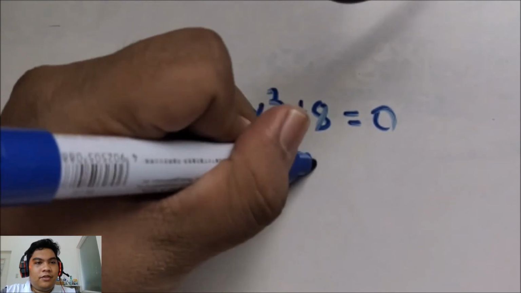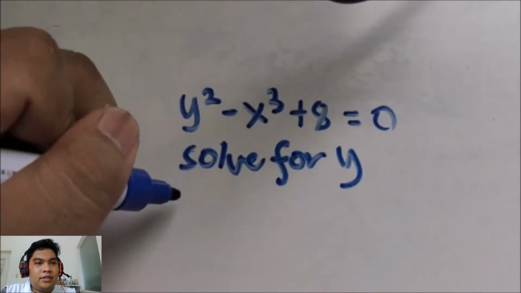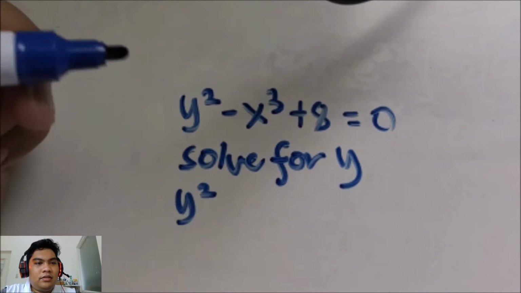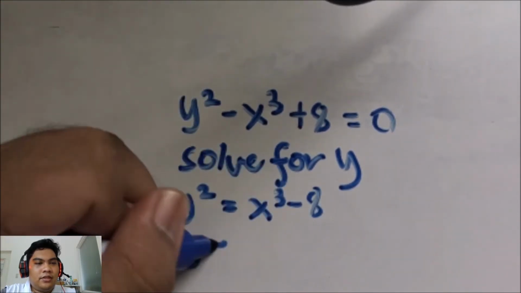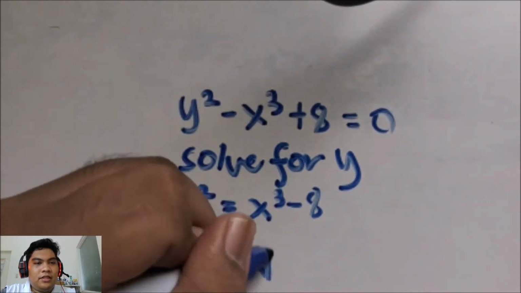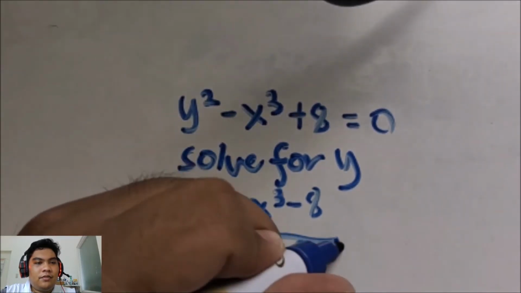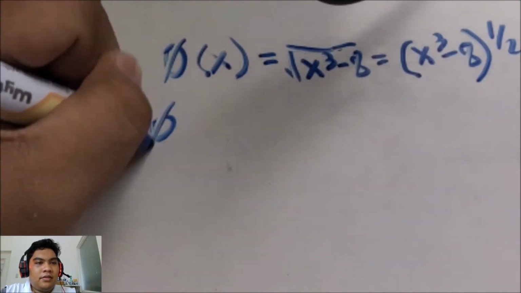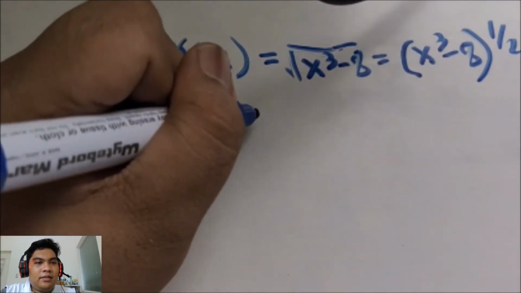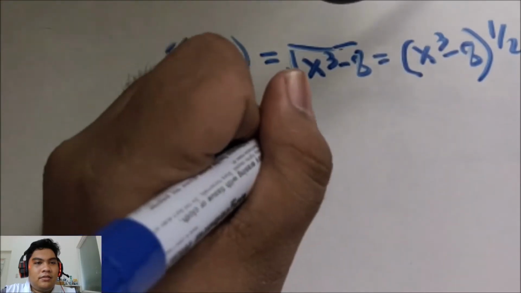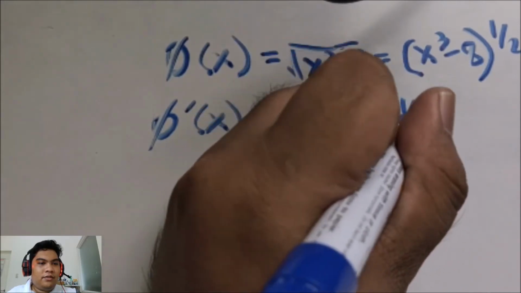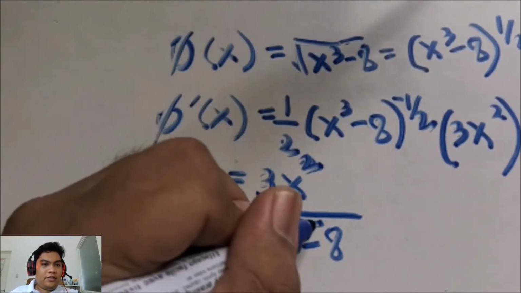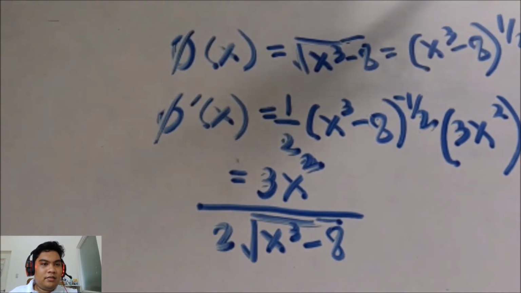We first solve for y. So we get y squared equal to x cubed minus 8. So y is equal to positive or negative square root of x cubed minus 8. And then we get the first derivative of y, which is the square root of x cubed minus 8. So we solve for the first derivative. So our first derivative is 3x squared all over 2 square root of x cubed minus 8.